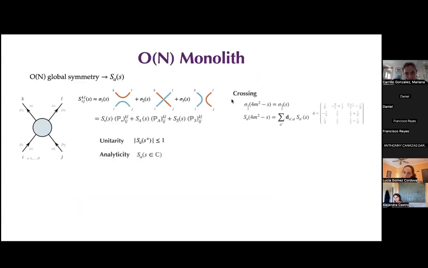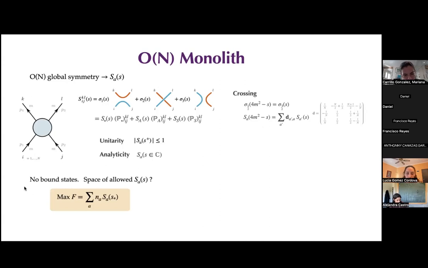And the tricky part here is crossing. So in this basis of sigmas, it just interchanges sigma 1 and sigma 3, as you see from looking at the process in this direction or in this one, and sigma 2 to itself. But in this representation basis in which unitarity and analyticity are simple, it mixes different channels. So there is this matrix here that depends on n for On. And this gives enough constraints to make the problem very rich.